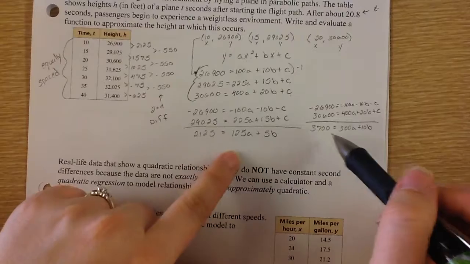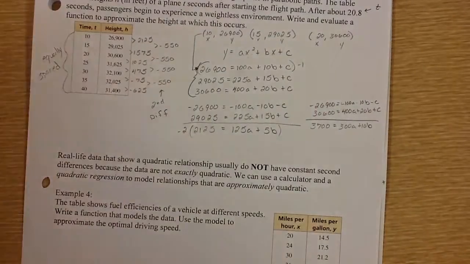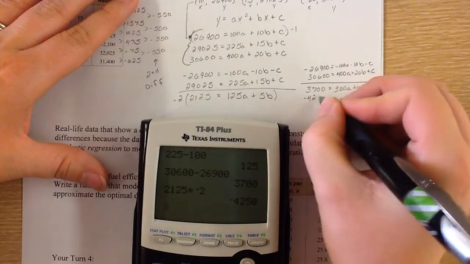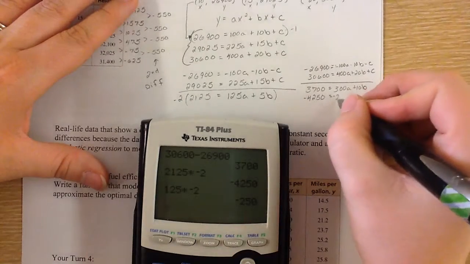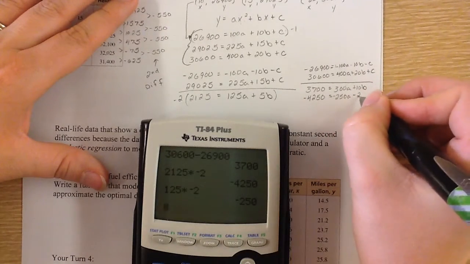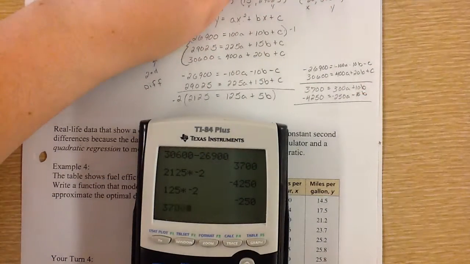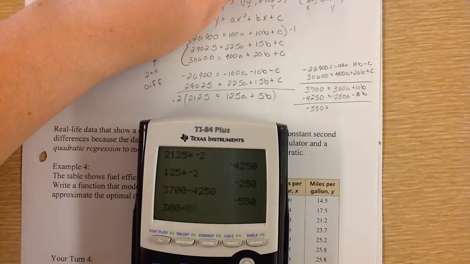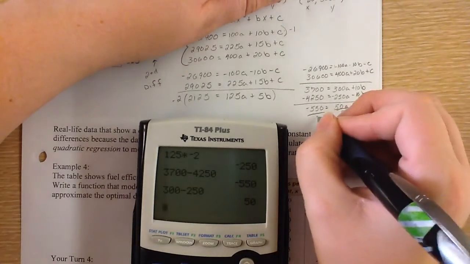Okay, so now I have 2 equations here. Let's see, I can get rid of b's if I multiply this by -2 and add it to that. So 2,125 times -2 is -4,250. 125 times -2 gives me -250a minus 10b. Add those two. So -550, 300 minus 250 gives me 50a. And then my b's are gone there. Divide both sides by the 50.